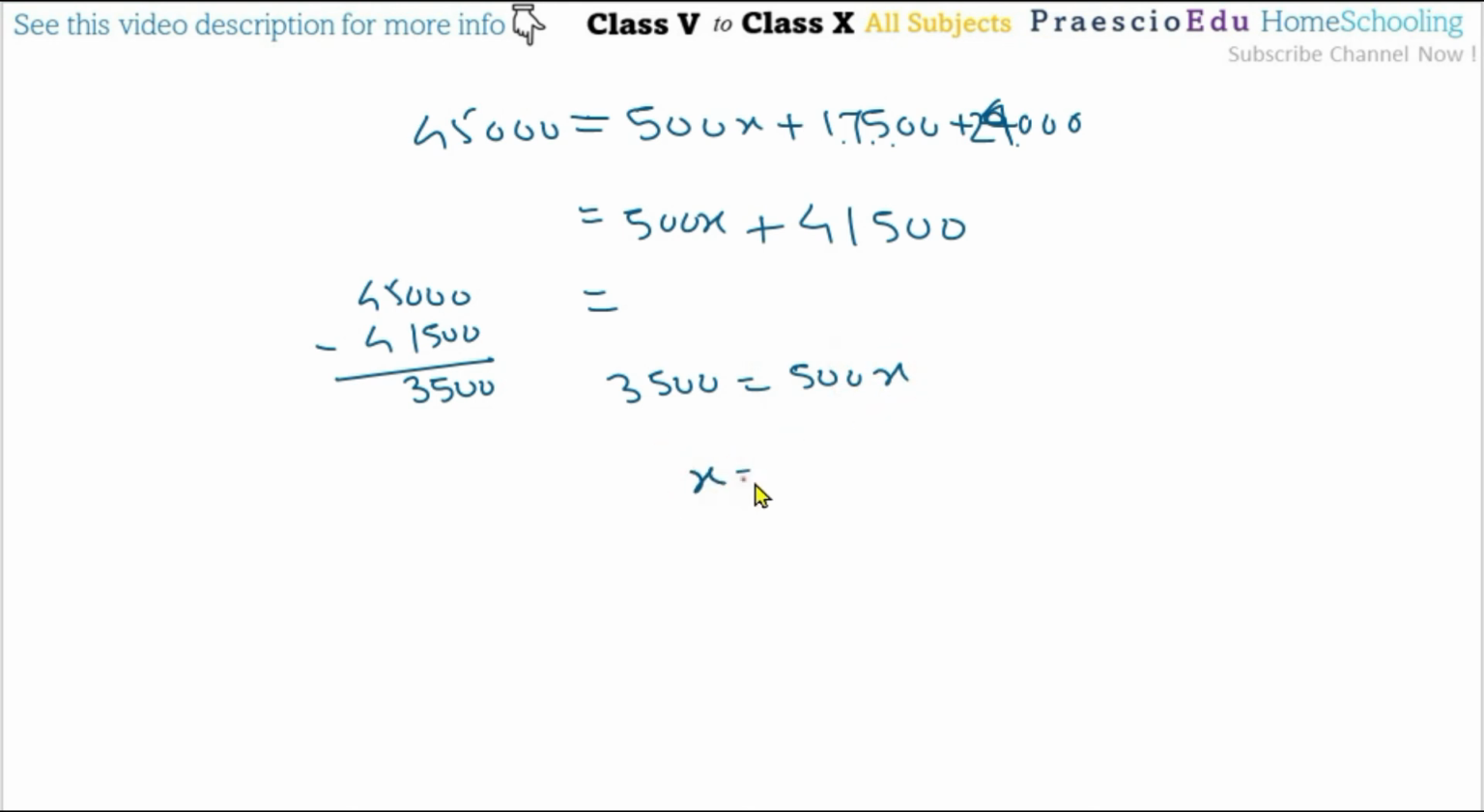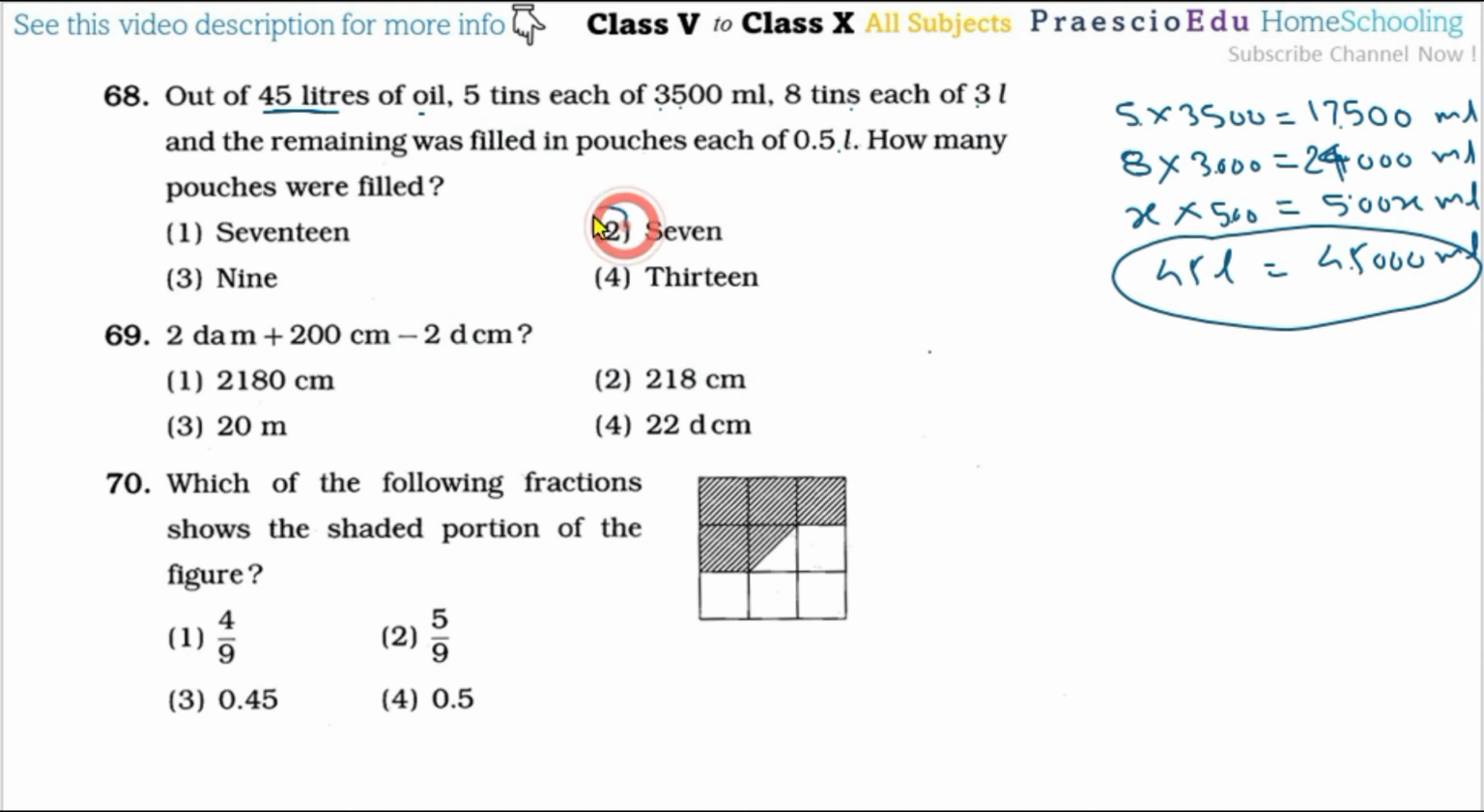So x equals 3,500 divided by 500. So that is 7. The x equals 7, meaning 7 is the number of pouches. That is the meaning. So 7 is given in option number 2. So option number 2 is the correct one.